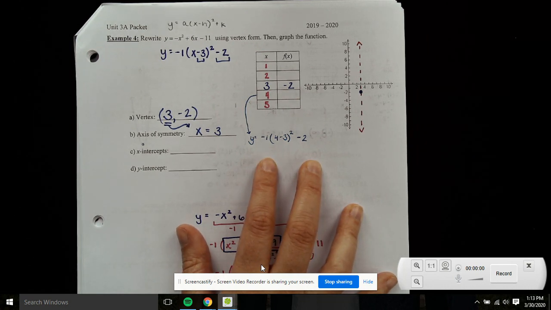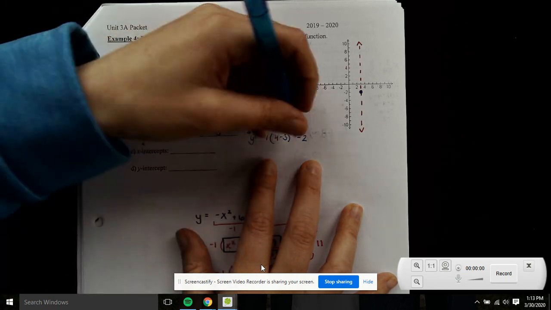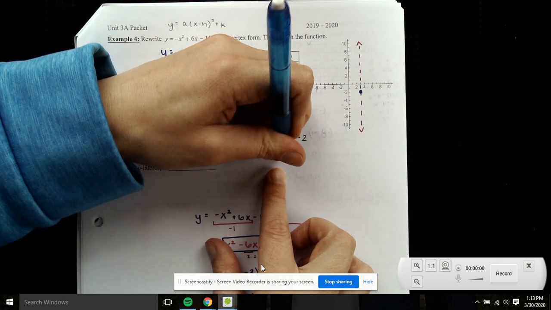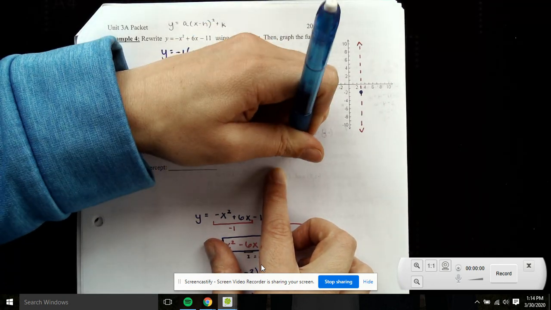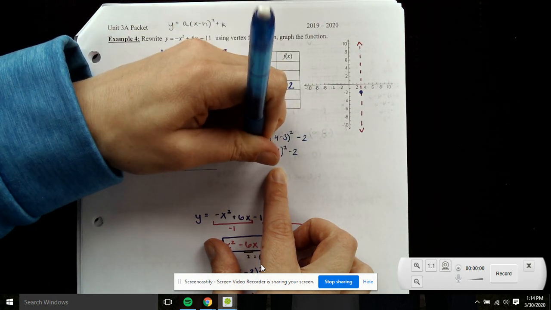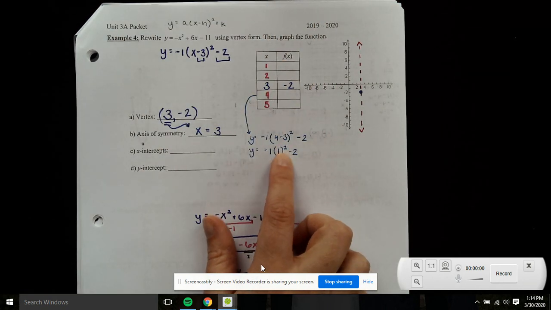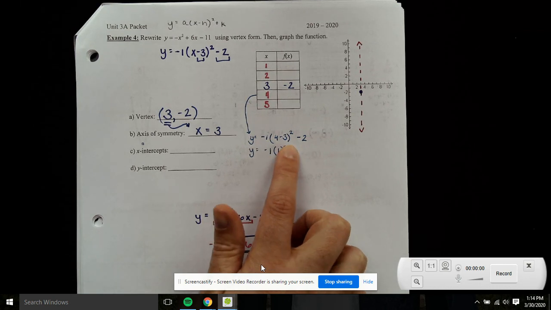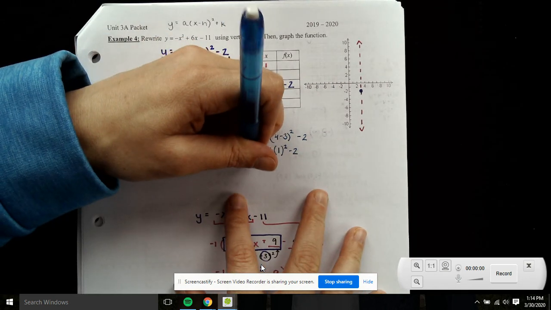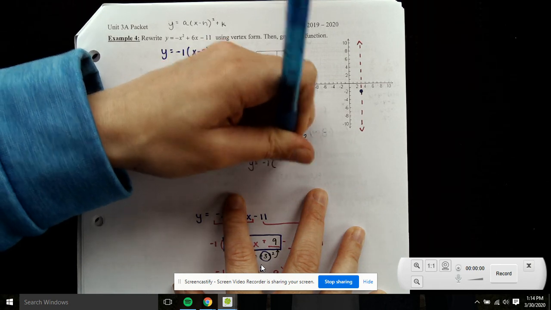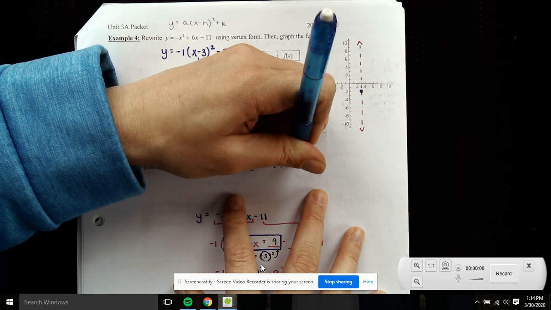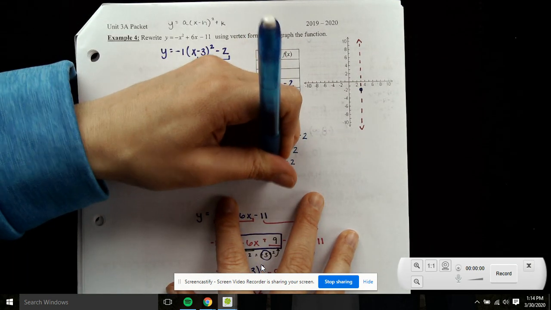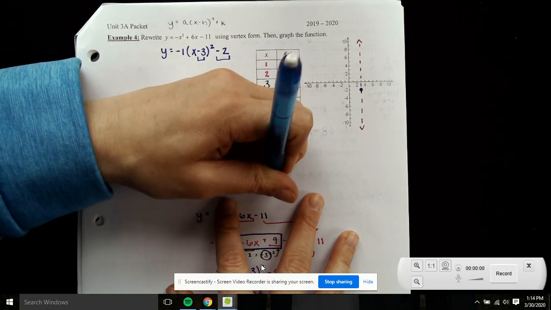Now the important thing to remember is that I want to follow order of operations. So the first thing I'm doing is looking inside of these parentheses. 4 minus 3 is 1. Next thing I want to do is use exponents. A lot of you will be tempted to acknowledge this -1 first. You need to make sure you square the 1 first. So I've got y equals -1 times 1 squared, which is just 1, minus 2. Then -1 times 1 is -1, minus 2, and I get -3.